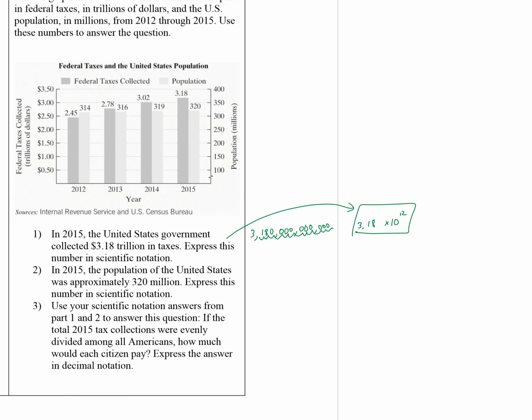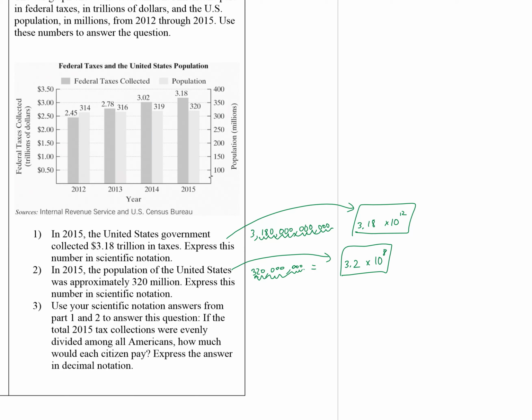All right, number 2. In 2015, the population of the United States was approximately 320 million. Express this in scientific notation. So 320 million ones. I'm going to move the decimal 1, 2, 3, 4, 5, 6, 7, 8 times to get 3.2 times 10 to the 8, and I want to move it to the right 8 because I want to go back to where it used to be. The solution for that one is 3.2 times 10 to the 8.